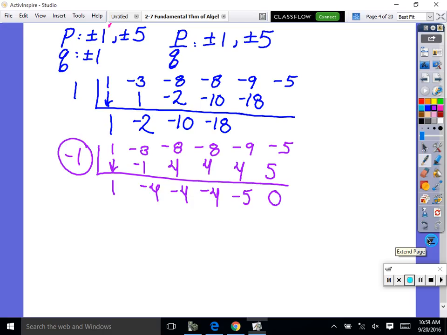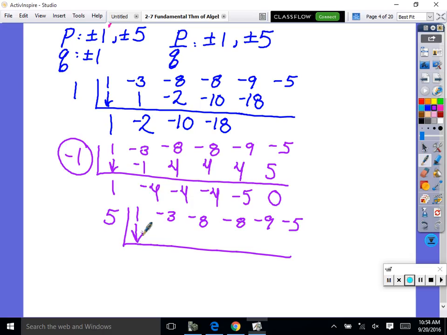Let's do positive 5, synthetic division. We put in our coefficients 1, -3, -8, -8, -9, -5. We drop this straight down, we get 1. 1 times 5 is 5. We add straight down and get 2, correct? Are we following? Yeah. 2 times 5 is 10. Add straight down, get 2. 2 times 5 is 10. We add straight down and get 1. 1 times 5 is 5. We add straight down and get 0. Okay, so 5 was also a solution.